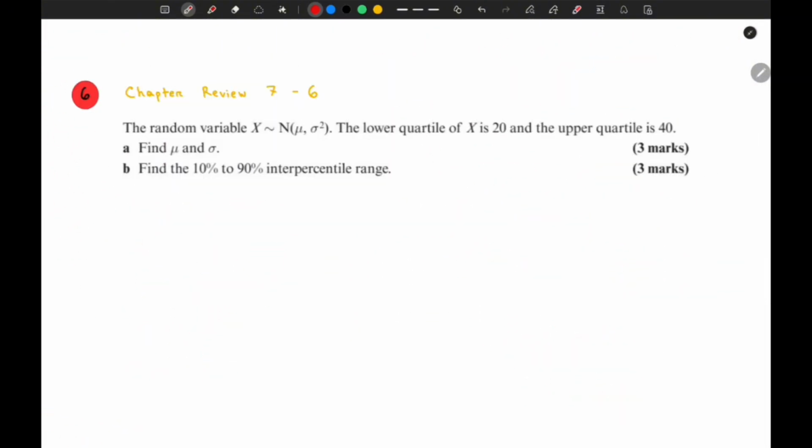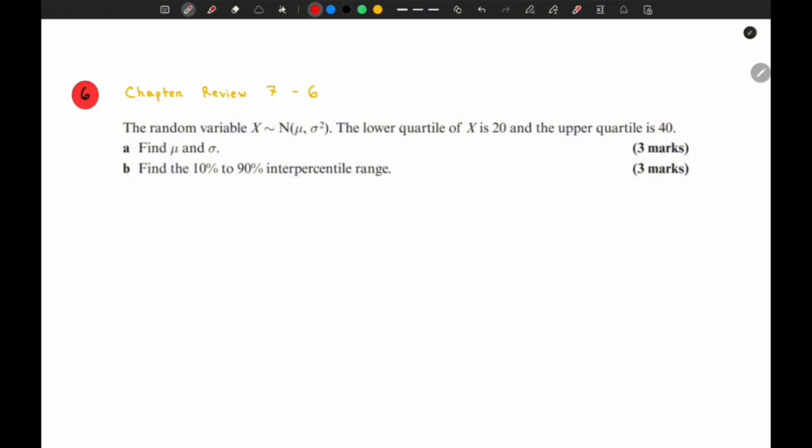Now moving on to the next question. This is from chapter review 7, number 6. So let's just start. The random variable x is normally distributed across the mean and variance. So the mean and variance or the standard deviation is unknown. The lower quartile of x is 20, and the upper quartile is 40.